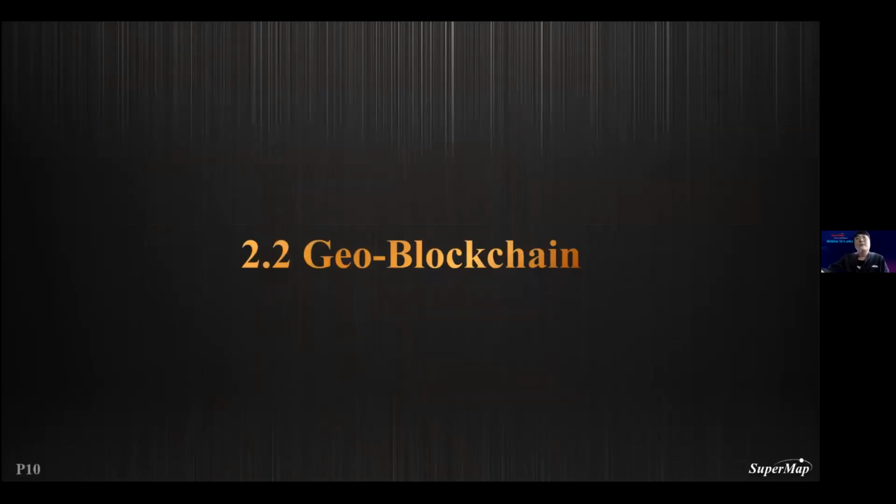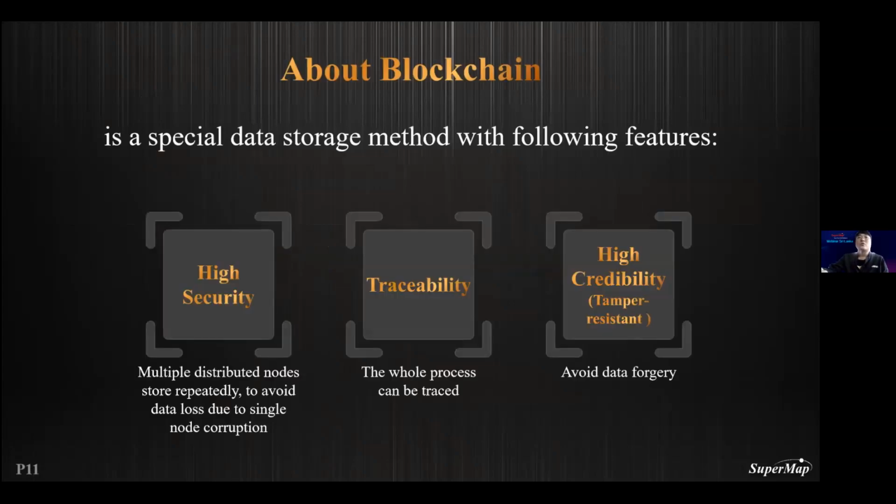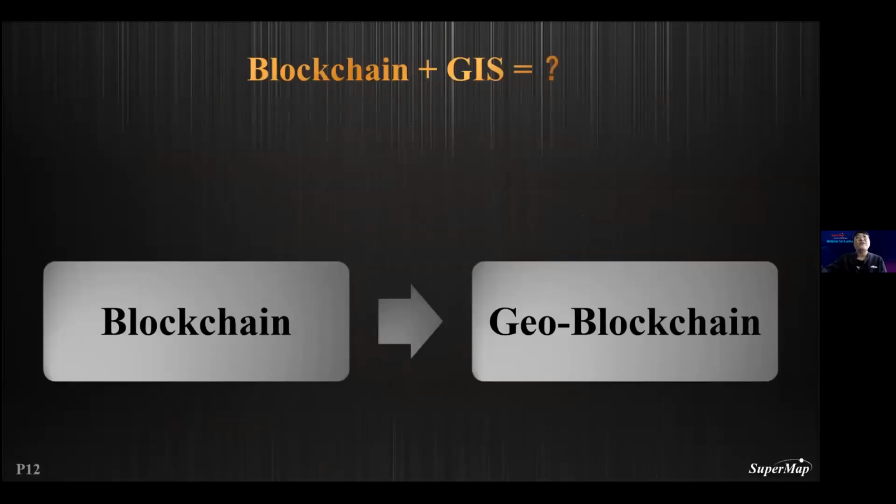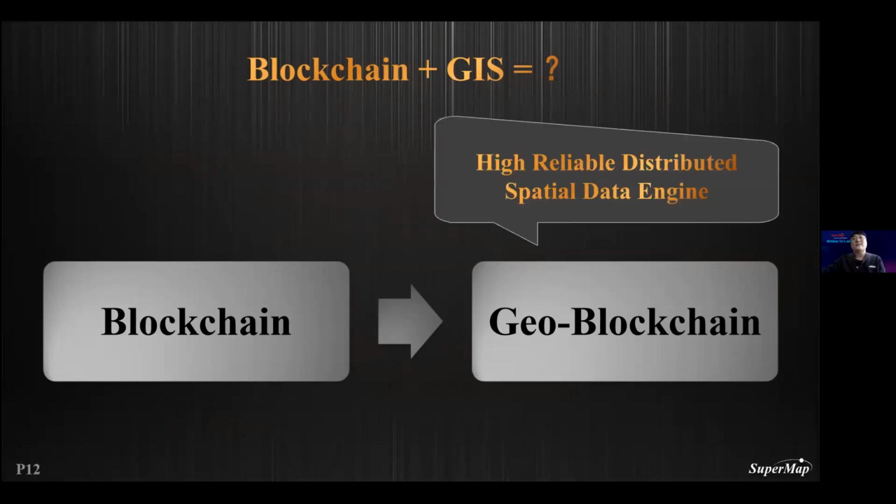And the 2.2 is the Geo-Blockchain. So first, what is blockchain? Blockchain is a spatial data storage method with following these 3 features. They are high security, traceability, and high credibility. So based on these 3 features of blockchain, we integrate the blockchain technology and GIS, so we get the result as Geo-Blockchain. So Geo-Blockchain is a high reliable distributed spatial data engine.